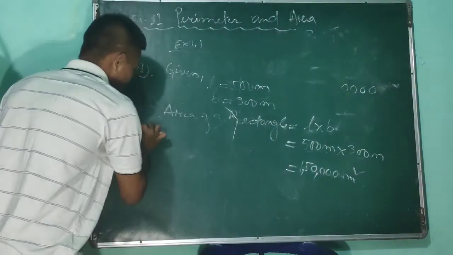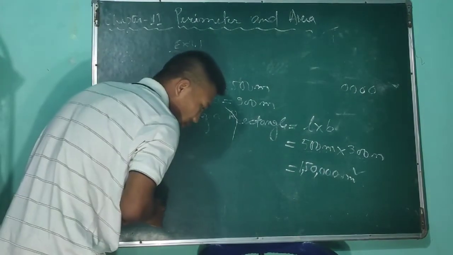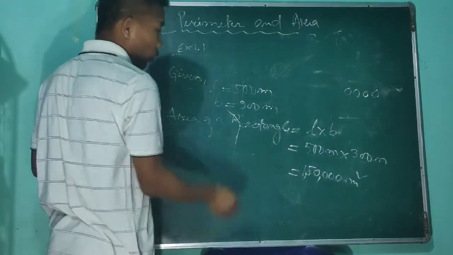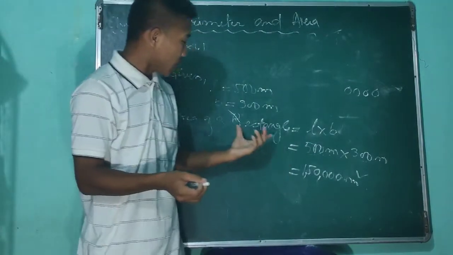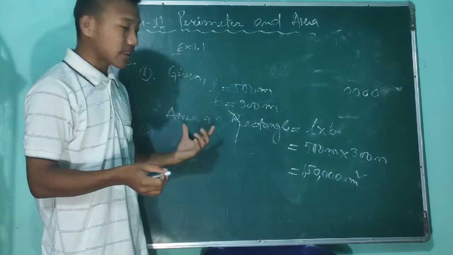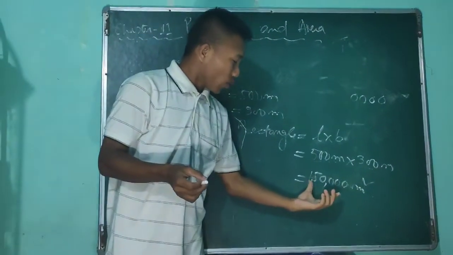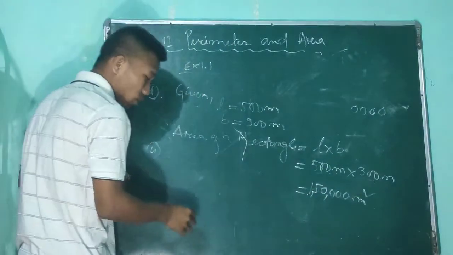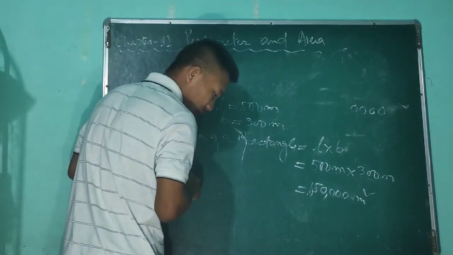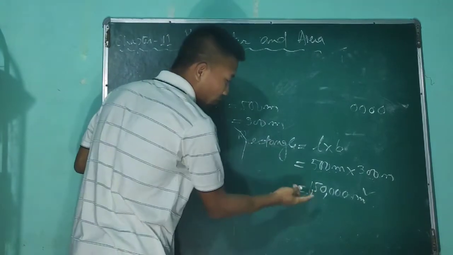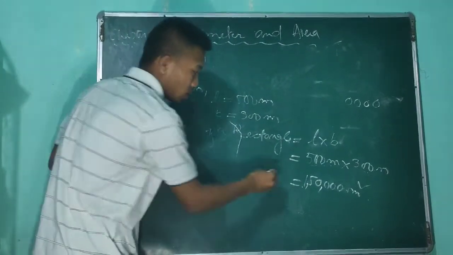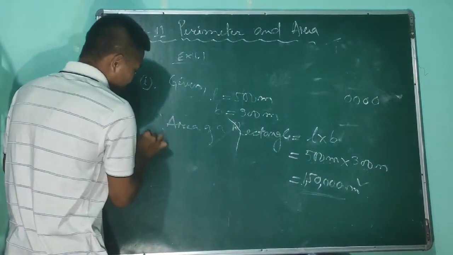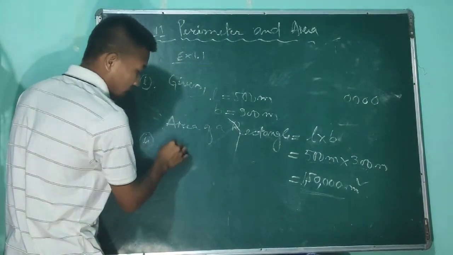Now part 2. We have to find the cost of the land if 1 square meter of the land costs rupees 10,000. Now we know that the total area of that rectangular plot is 1,50,000 square meter. If 1 square meter costs 10,000, we have to find the total cost for this much area. So we are going to do it like this.